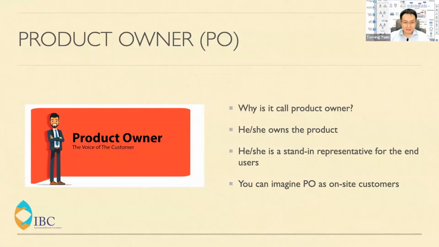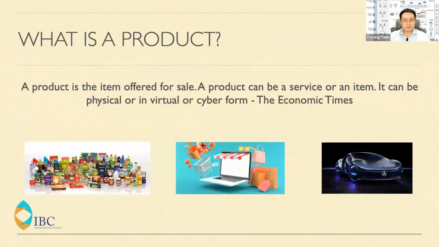So this is the second key point that I want you to take away. In our team, if there's a product owner, he or she should behave like a customer and think like a customer, because at the end of the day, a product is for the customer. So let's go back to the basics again. We know what a project is, a set of tasks, but what is a product? A product is the item offered for sale.